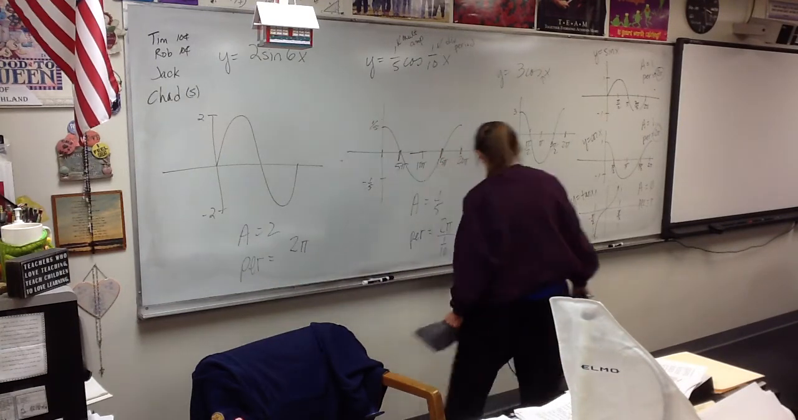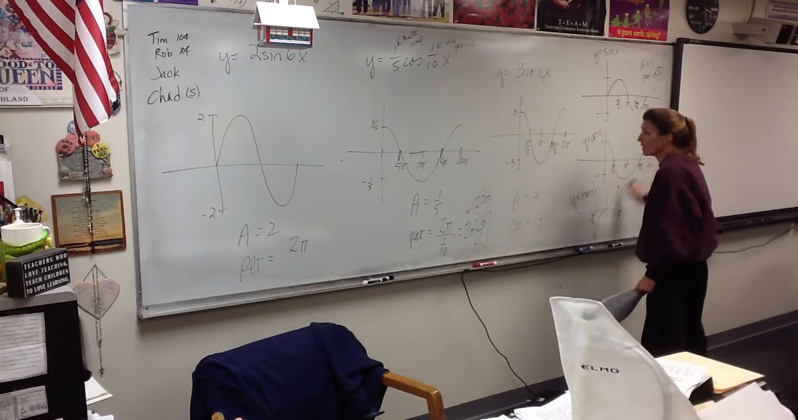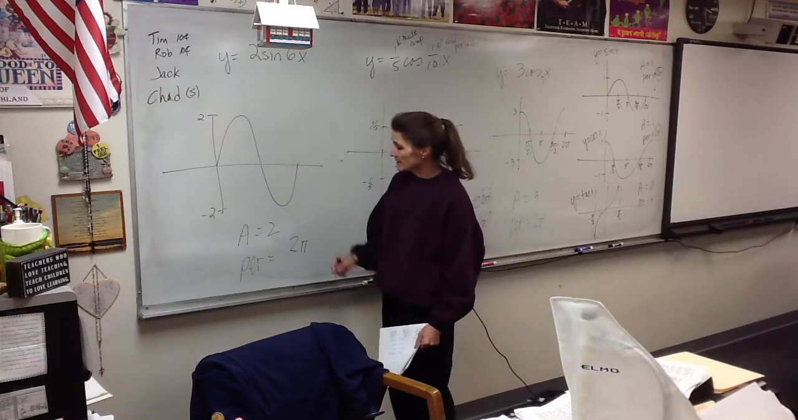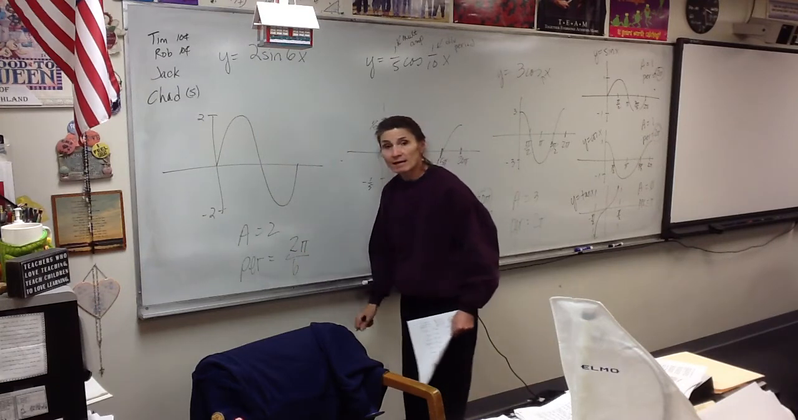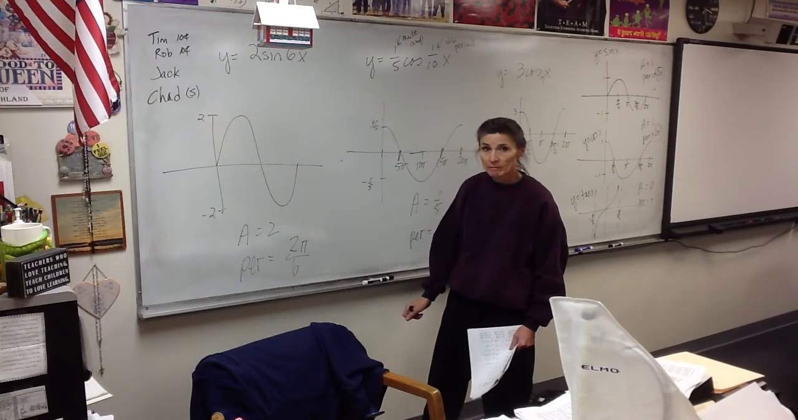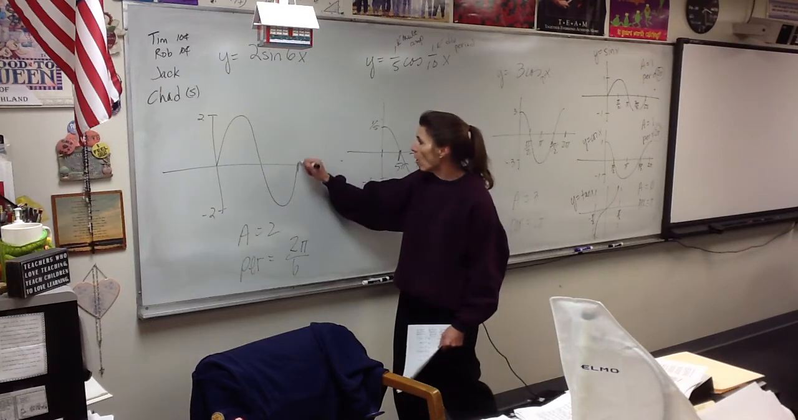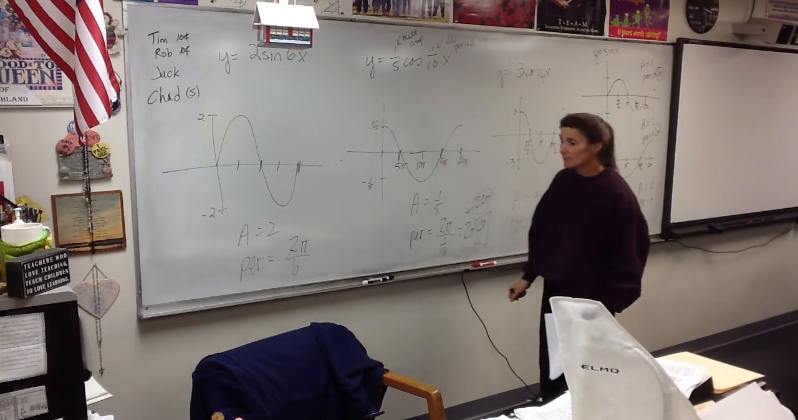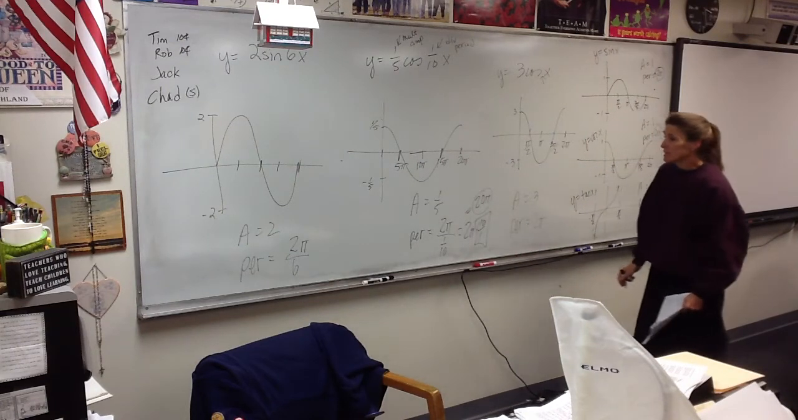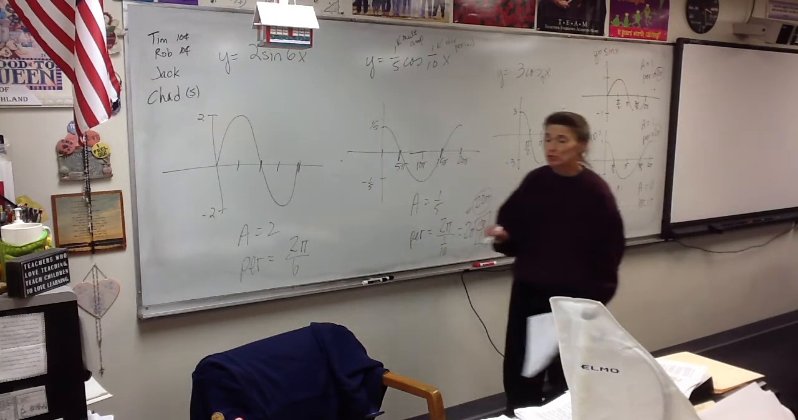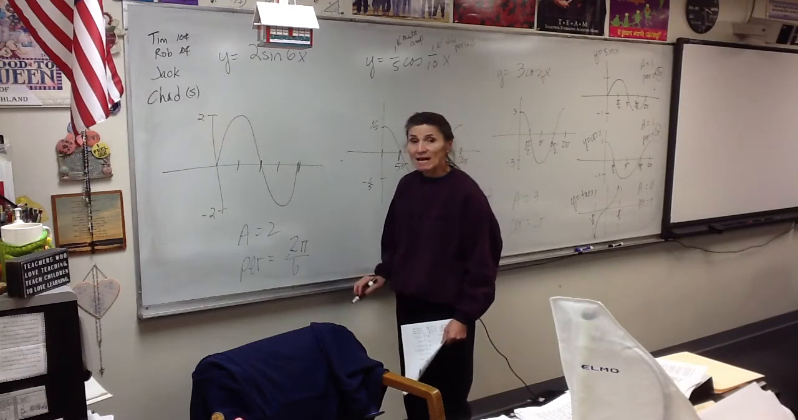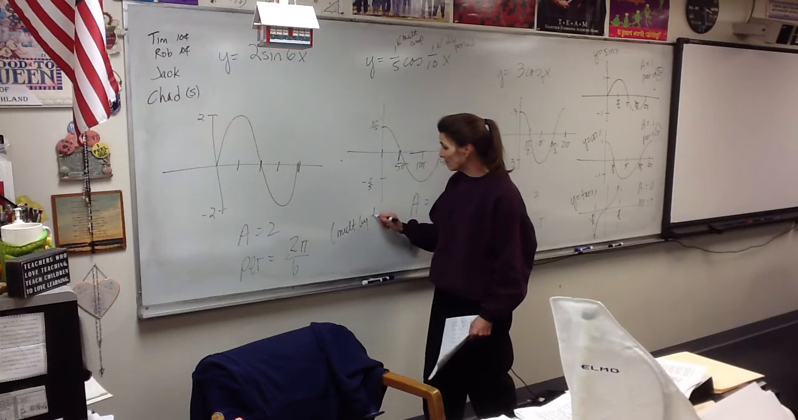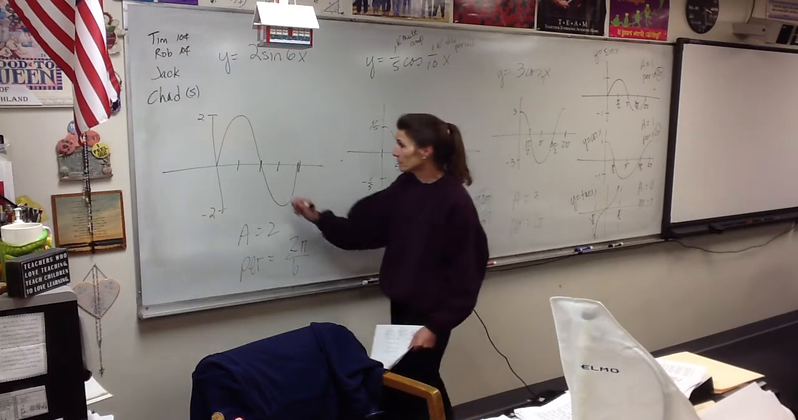Remember, the period of a sine and a cosine is always 2 pi in the beginning. But then we put a 6 in there, so it's divided by 6. That means all of our labels are going to be divided by 6. Now, kids, these are fractions, so instead of dividing by 6, you can think of it as multiplying by 1/6.